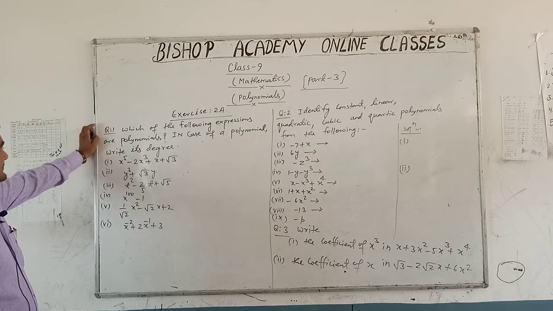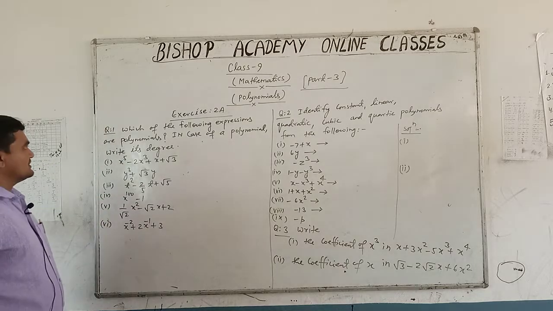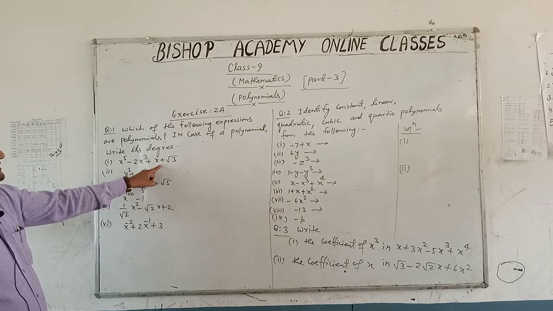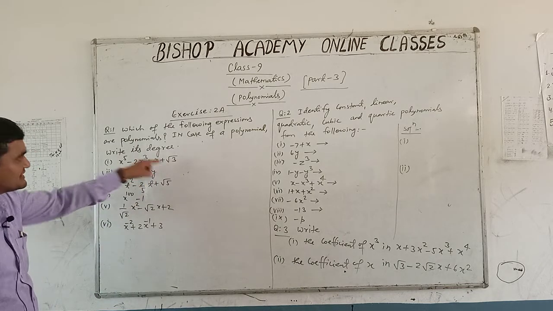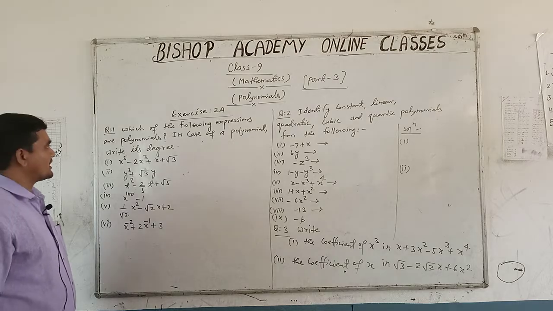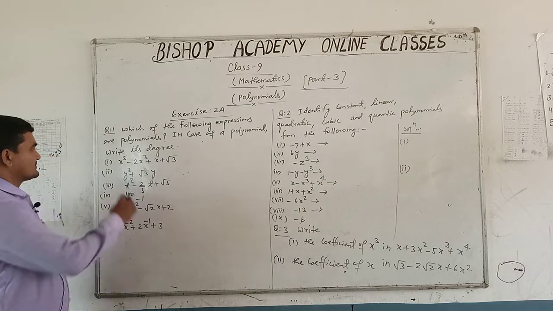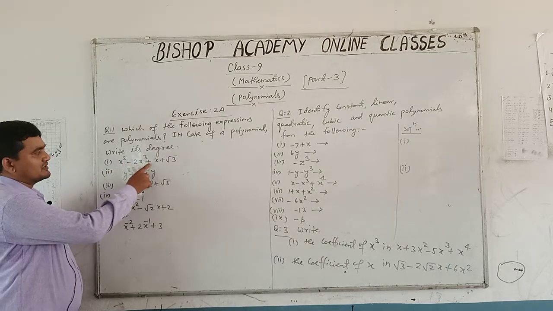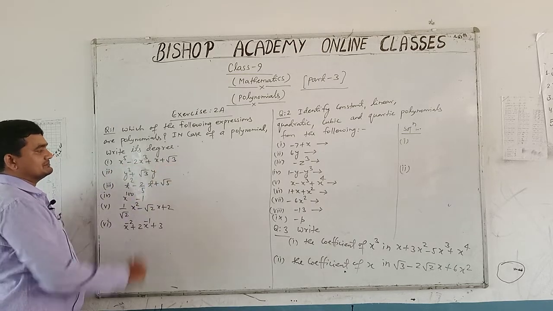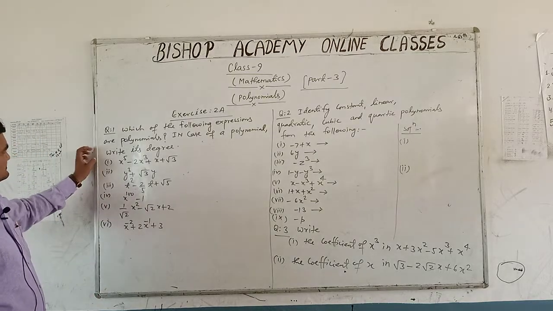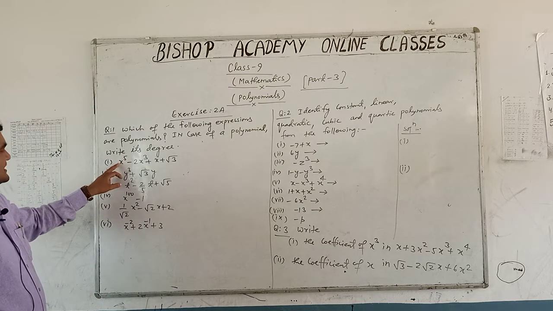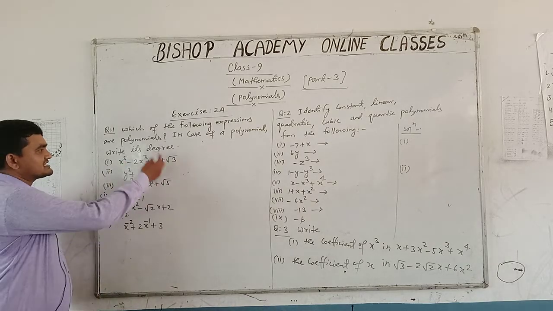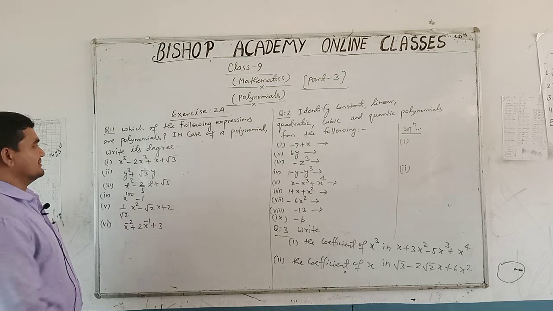number 1. In first part, we have to check whether this given expression is a polynomial or not, and when it is a polynomial, then we have to find out its degree. Here expression is x raised to the power 5 minus 2x cube plus x plus root 3. Here we see power of each term is non-negative. Therefore, this expression is a polynomial.